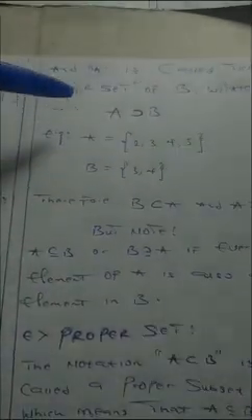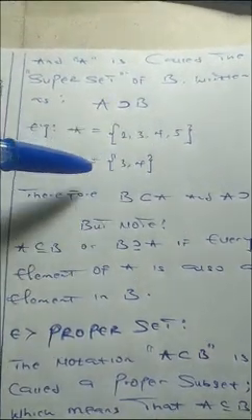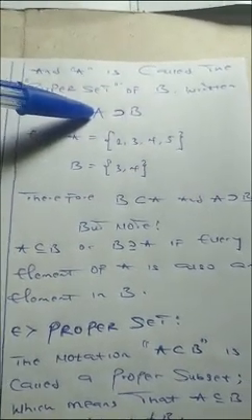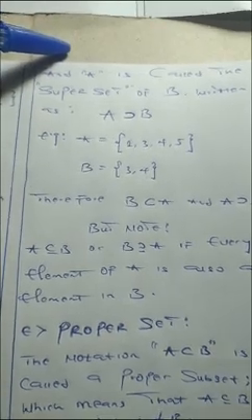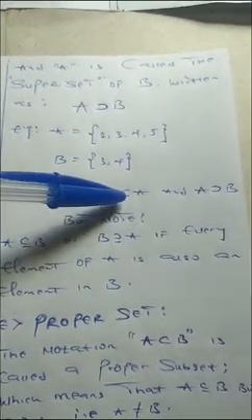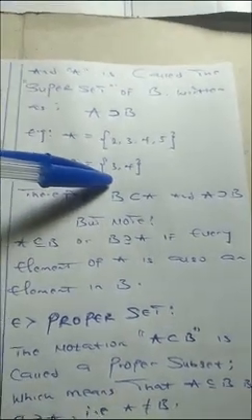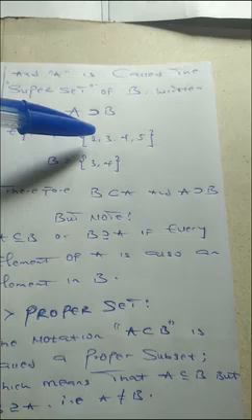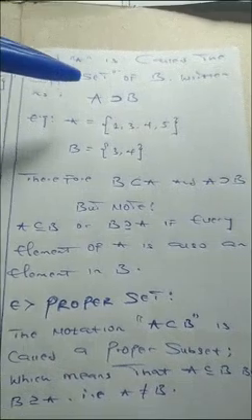An example of a subset and a superset is A is equal to 2, 3, 4, 5 and B is equal to 3, 4. If you look closely, you observe that B is contained in A. There is 3 and 4 in B, and those 3 and 4 are contained in A. Therefore, B is a subset of A because B is contained in A. While A, which contains B, becomes the superset of B.